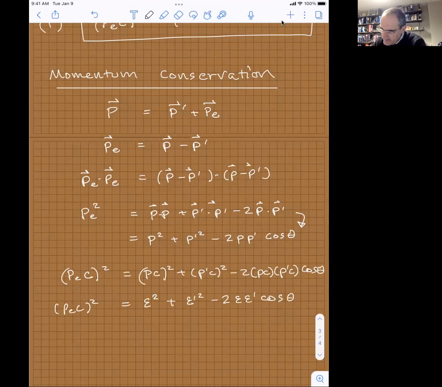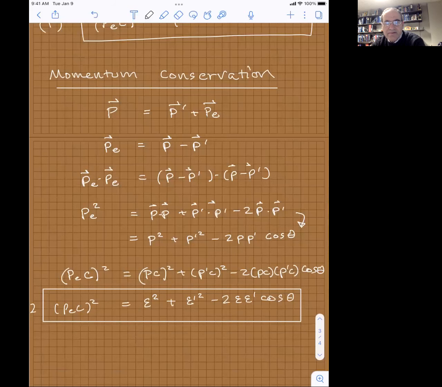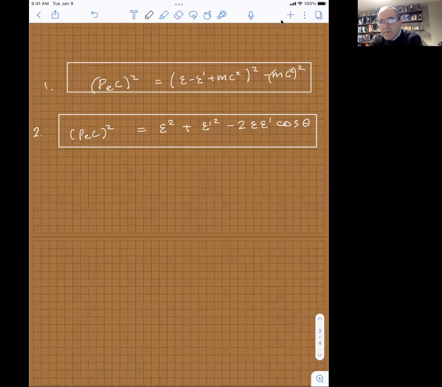Okay? And this is our second equation. Let me move that up. There we go. All right, here, let's just write those next to each other. Well, we have these two equations. Equation 1 represents energy conservation. That's where it came from. And equation 2 came from momentum conservation.